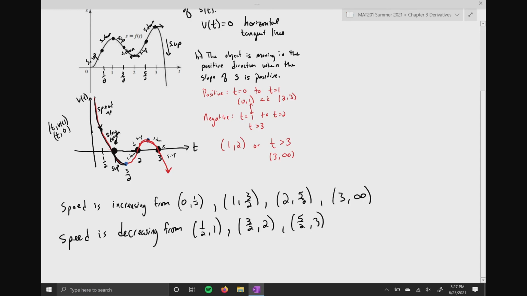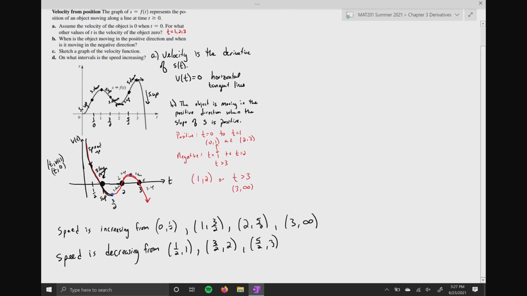And that's it. So this last example here was really all about interpreting displacement, velocity, acceleration, and how those are all related to each other. If you have any questions, just please let me know. Just send me an email.